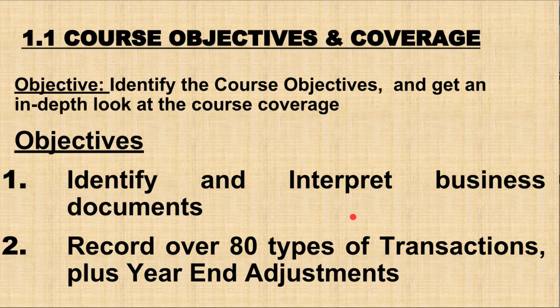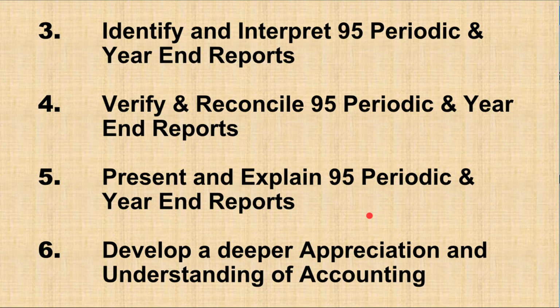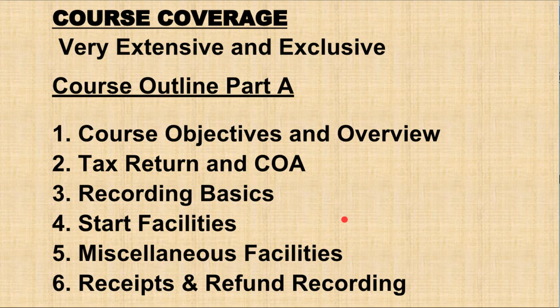Objective number 1 is to identify and interpret business documents. Number 2 is to record over 80 types of transactions plus year-end adjustments. Number 3 is to identify and interpret 95 periodic and year-end reports. Number 4 is to verify and reconcile 95 periodic and year-end reports. Number 5 is to present and explain 95 periodic and year-end reports. Number 6 is to develop a deeper appreciation and understanding of accounting.